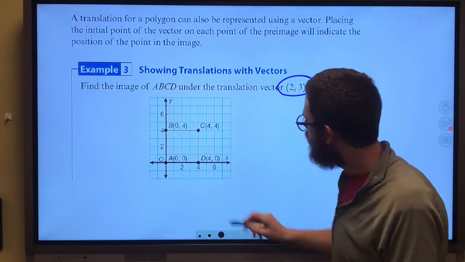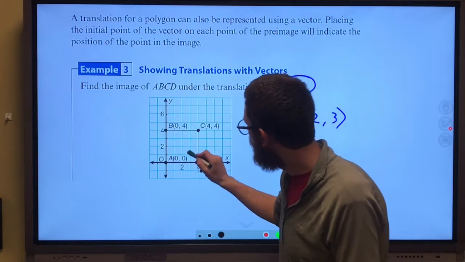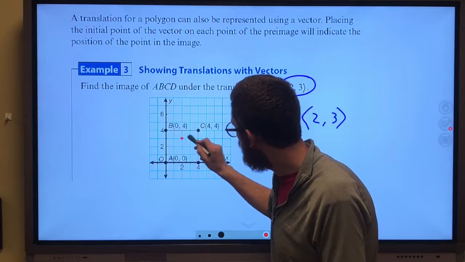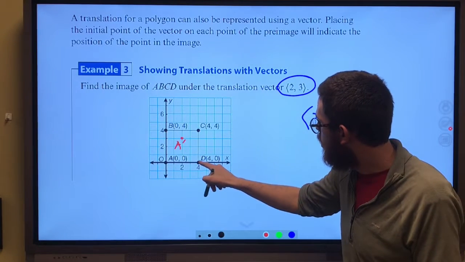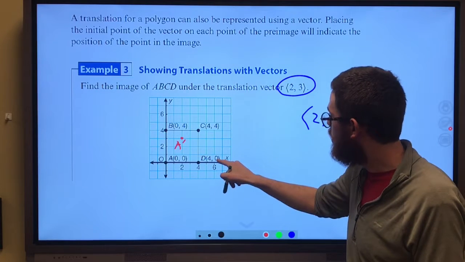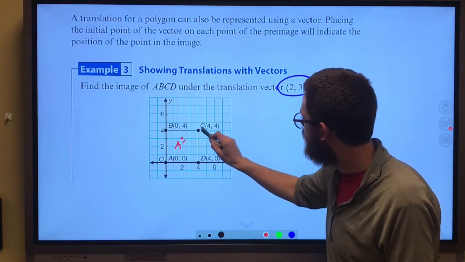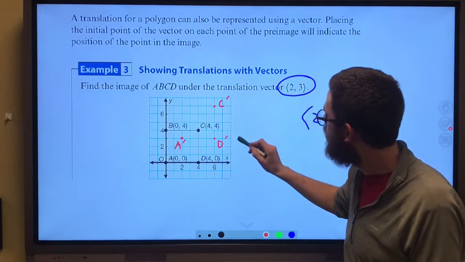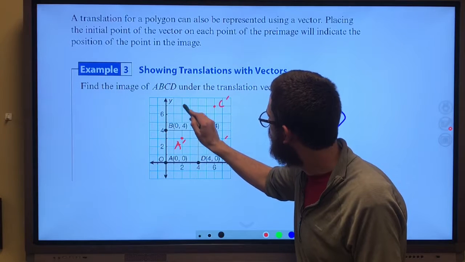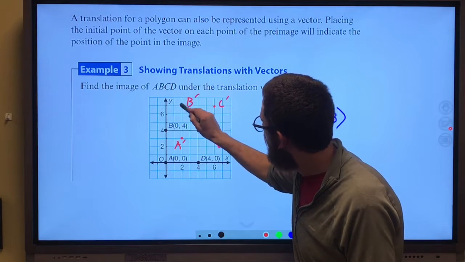So here at A, I'm going to add 2 to the x, 3 to the y, and the new point is 2, 3. There is A prime right there. D, I'm going to add 2 to the x, 3 to the y. There's D prime. C is going to go 2 to the x, 3 to the y. There's C prime, and B, 2 to the x, 1, 2, 3 to the y, and there is B prime.